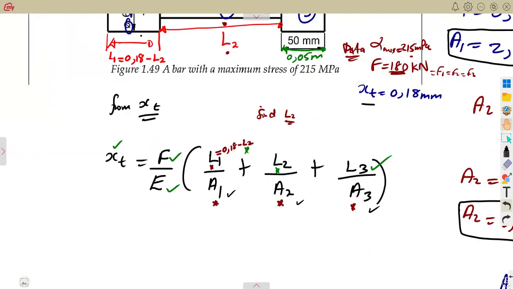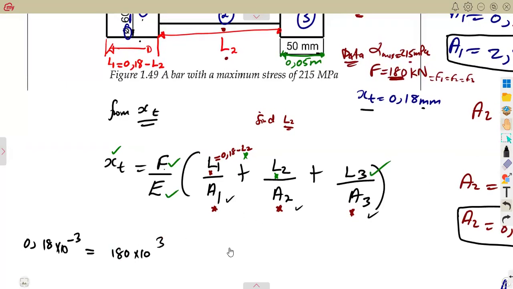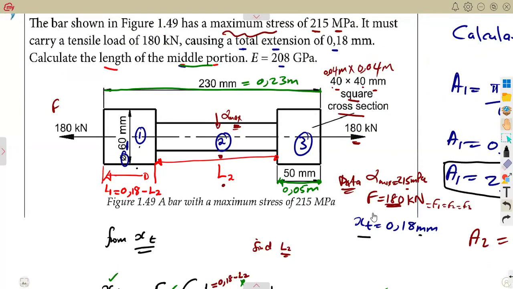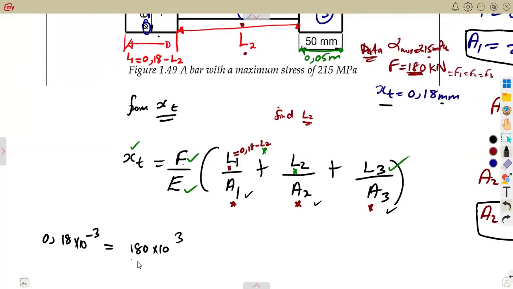So let's substitute xt. We are given that. Because of these lengths that we are talking about, the extension is supposed to be in what? In meters. So we are supposed to write this in meters. 0.18 millimeters means 0.18 times 10 to the exponent of minus 3. It is equal to the force. Remember the force you're already given. 180 times 10 to the exponent of 3 in kilonewton over E. What is our E? We are given 208 gigapascal. Our E is given 208 times 10 to the exponent of 9 into what?